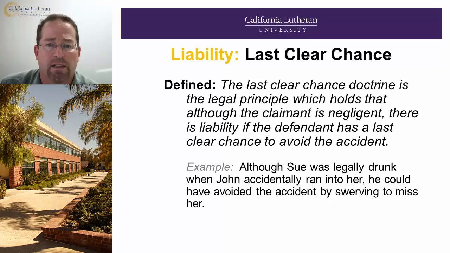Another concept is last clear chance. The last clear chance doctrine is the legal principle which holds that although the claimant is negligent, there is liability if the defendant had a last clear chance to avoid the accident. So, although Sue was legally drunk when John accidentally ran into her, he could have avoided the accident by swerving to miss her.